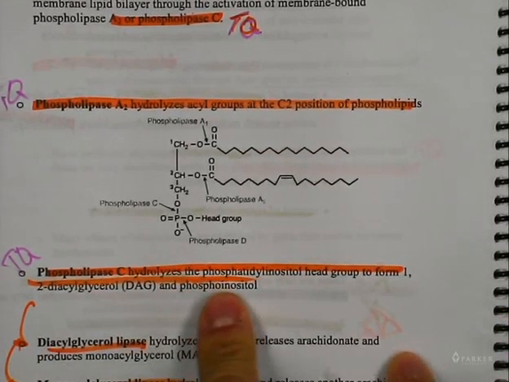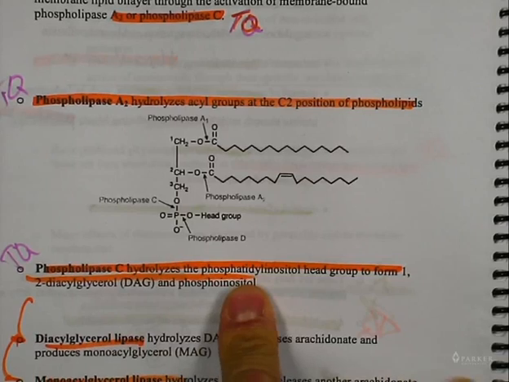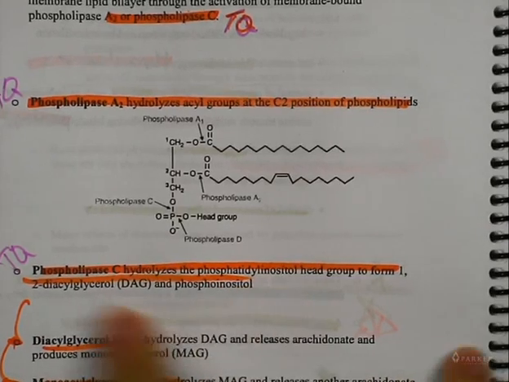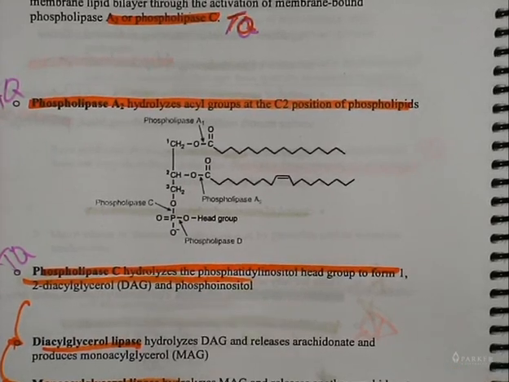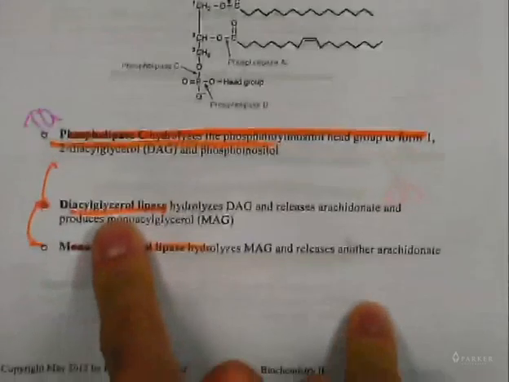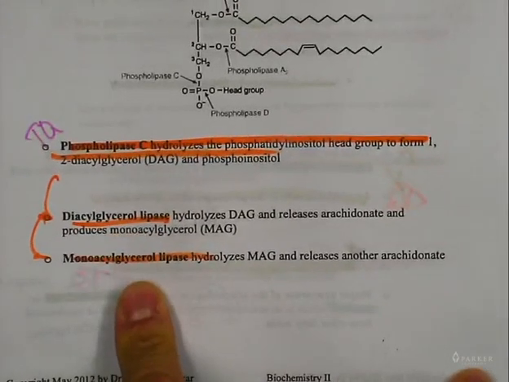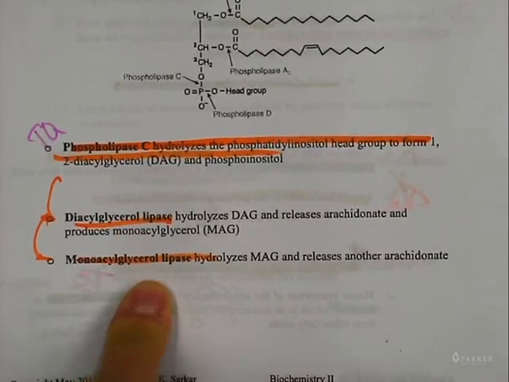Phospholipase C hydrolyzes the phosphatidylinositol head to form diacylglycerol and phosphoinositol, which is the head group plus the phosphate. And then we have a diacylglycerol lipase and a monoacylglycerol lipase as we cleave those other arachidonic acids off.